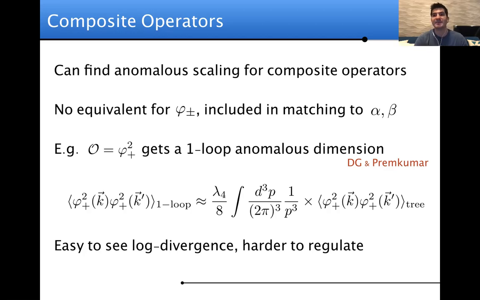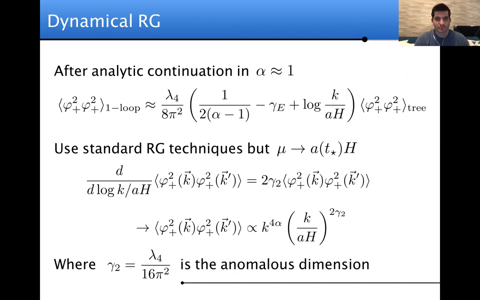Now this divergence is easy to see, but one does immediately encounter the problem that these kinds of divergences are harder to regulate. The trick here is that in our effective theory, we'll do what we call dynamical dimensional regularization, which is to analytically continue in these parameters alpha. By analytically continuing around alpha equals 1, which for that particular case is the conformal mass, it's fairly straightforward to isolate this pole, which includes a logarithmic correction, k over aH.